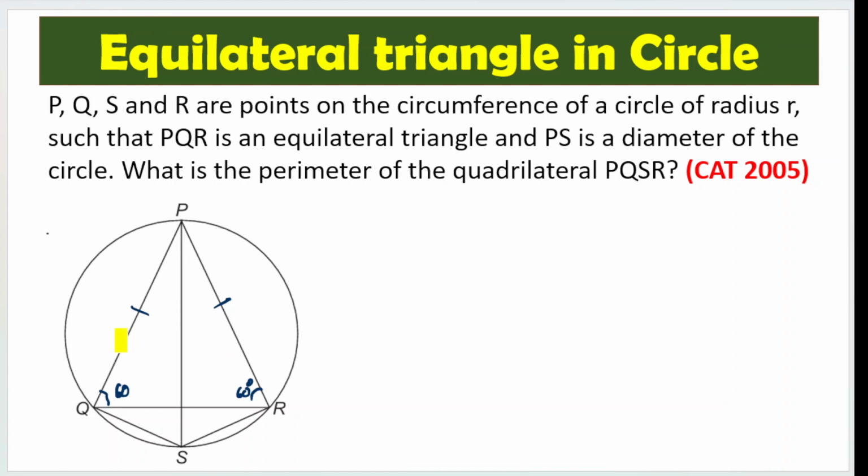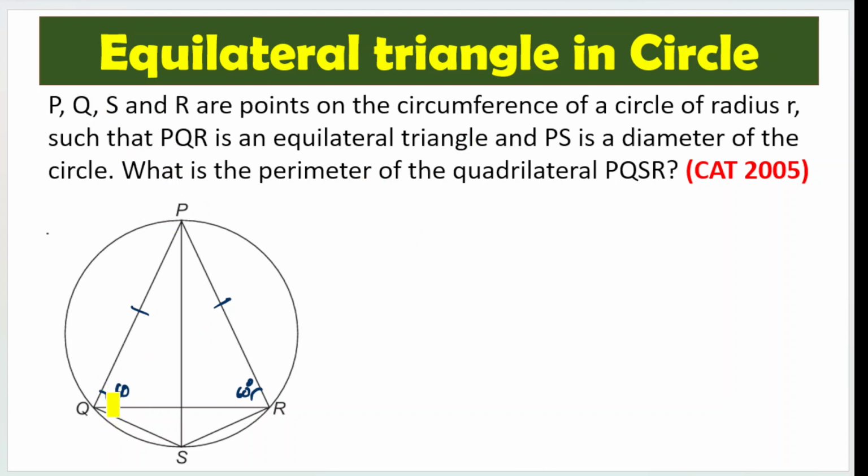The triangles on both sides, that is PQS and PRS, these two triangles look congruent. But just by looking at them, we should not say that they are congruent. We should actually prove it. How do we prove that? Side PQ is equal to PR, because these are sides of the equilateral triangle PQR, which is already given.